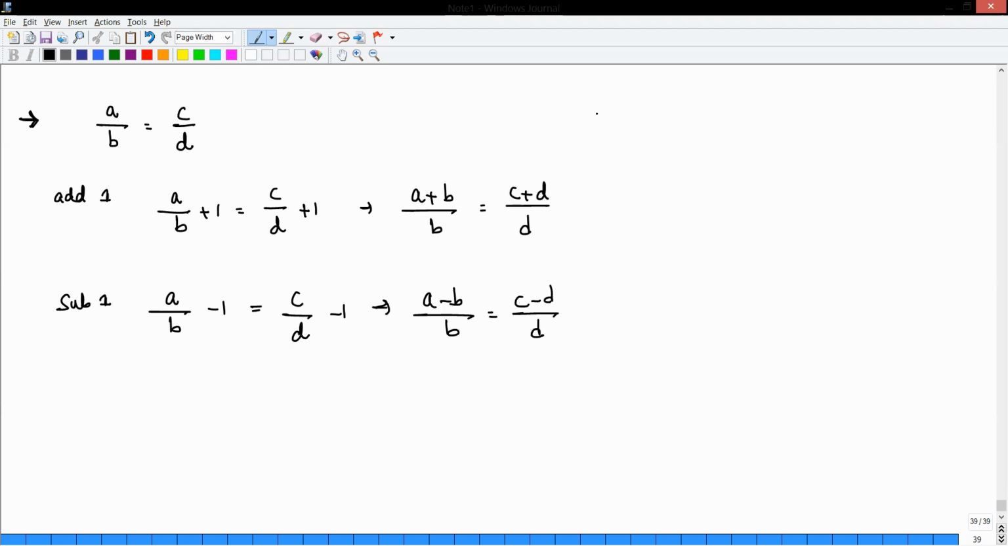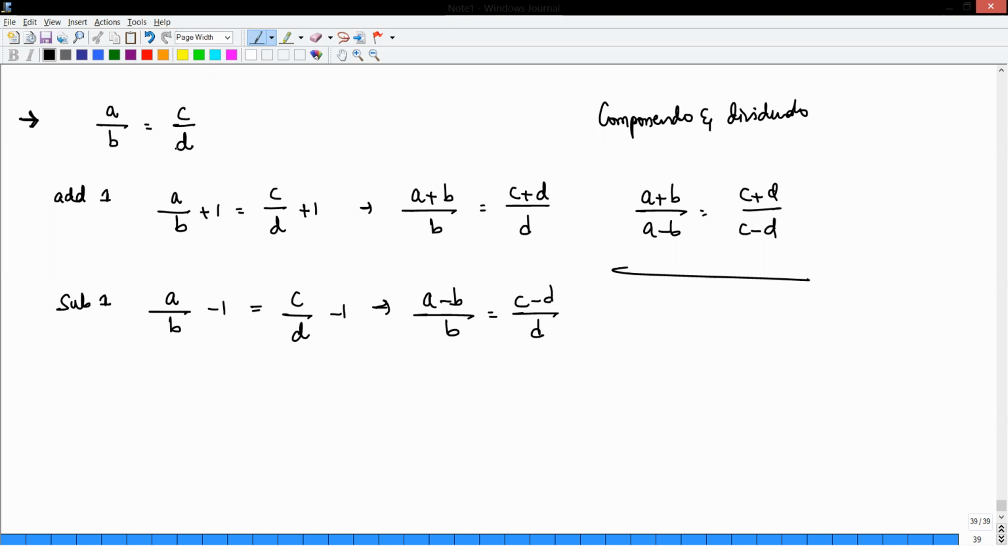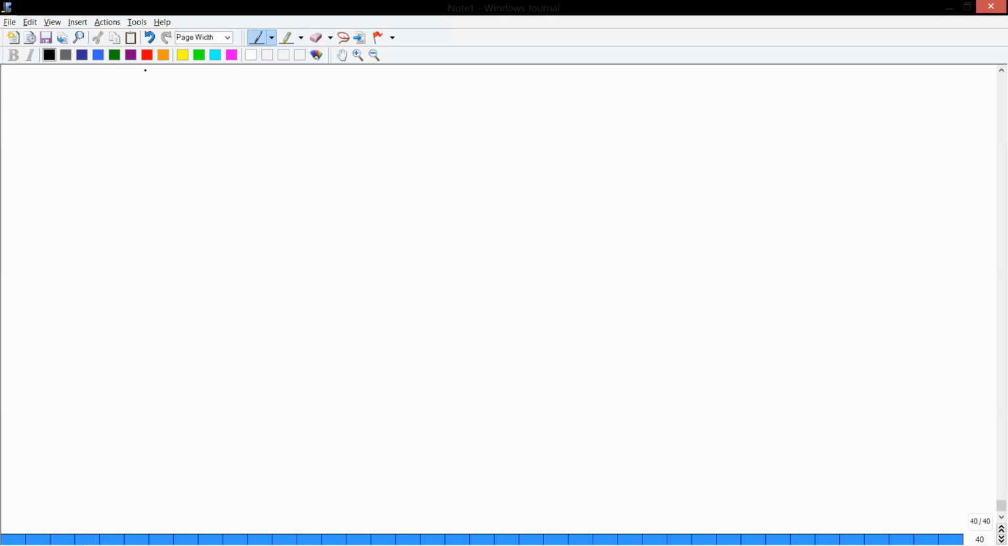If you do both componendo and dividendo and divide both of them, then it will be A plus B by A minus B is equal to C plus D by C minus D. Whenever you have A by B equal to C by D, you can always change it into A plus B by A minus B is equal to C plus D by C minus D.